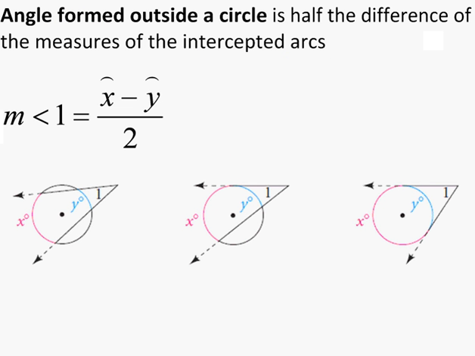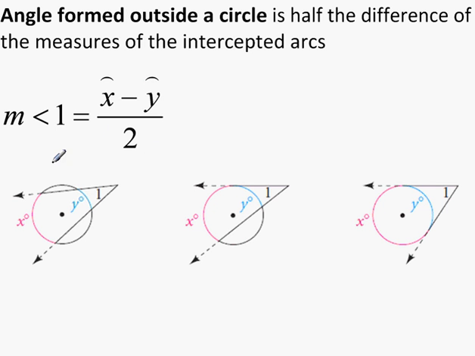Okay, now we have another formula for when the angle is outside of the circle. And that can happen in any of these three cases. That could happen with two secants, with a tangent and a secant, or with two tangents. So what's the relationship here? Well, the angle outside is equal to half of the difference of the measures of the intercepted arcs. So here we are subtracting the minor arc from the major arc and then dividing the result by 2.